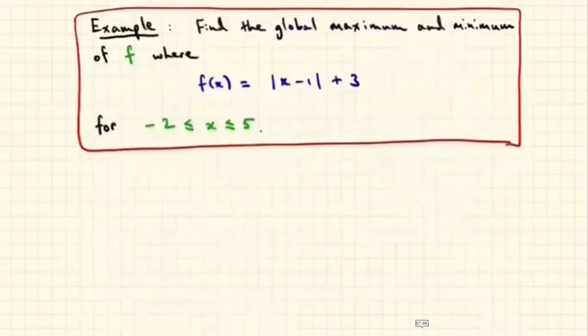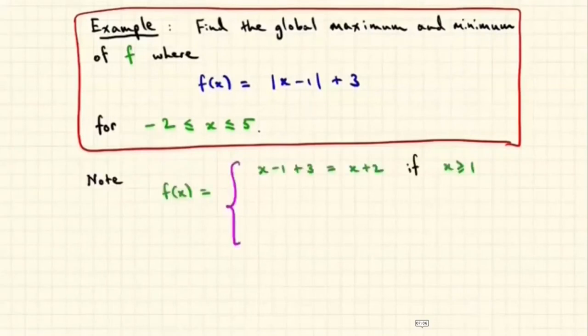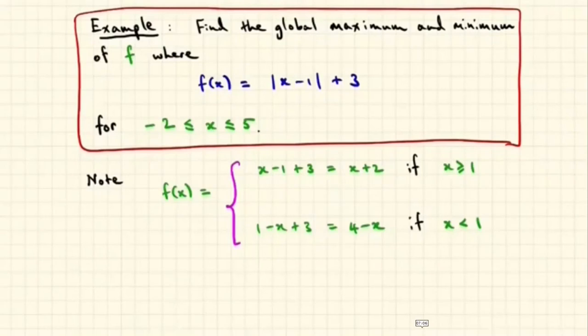Let's finish with an example where the derivative is not defined everywhere. The function f has the rule f of x equals the magnitude of x minus 1, plus 3, restricted to x between minus 2 and 5. If x is greater than or equal to 1, then the magnitude sign can simply disappear, and the rule quickly becomes x plus 2. If x is less than 1, then the magnitude sign can be removed by replacing x minus 1 by 1 minus x. And the rule quickly becomes 4 minus x.